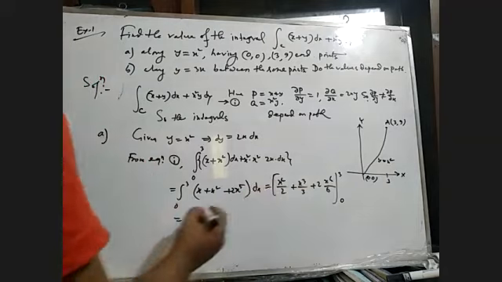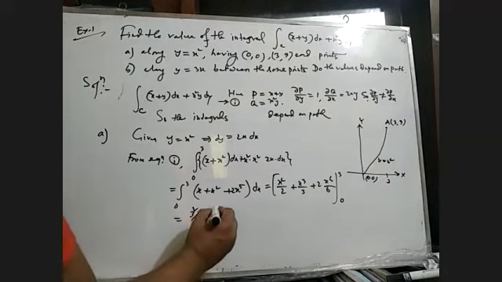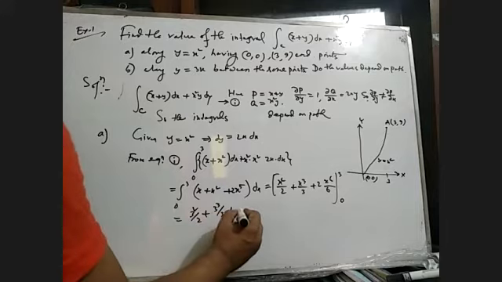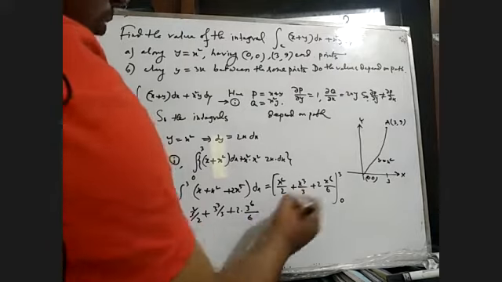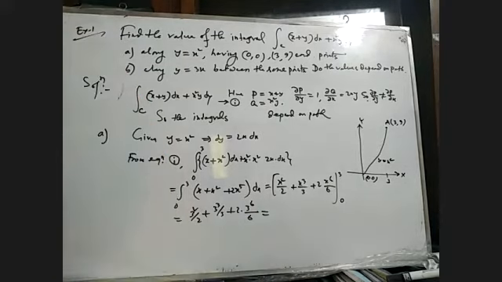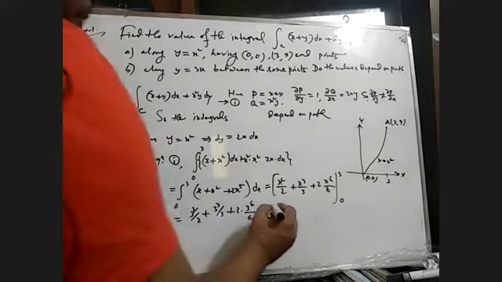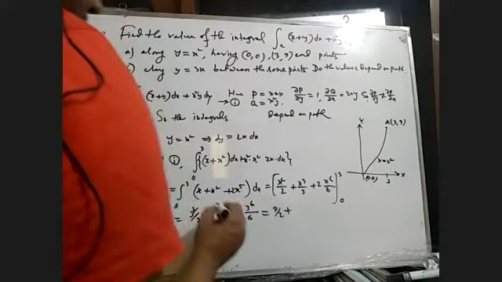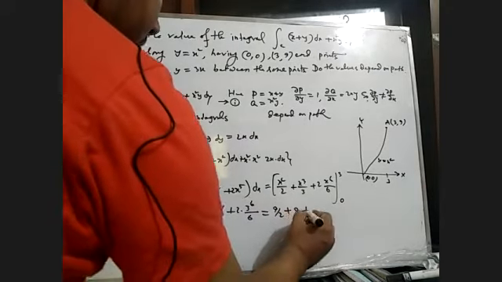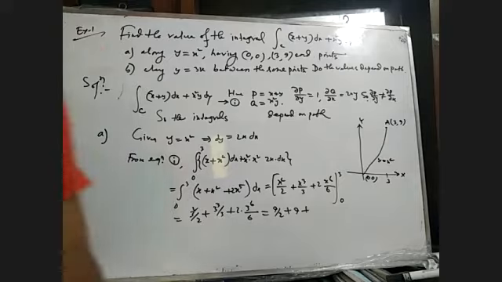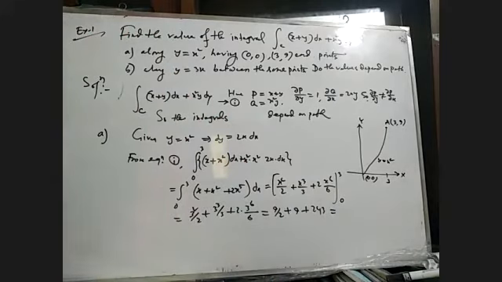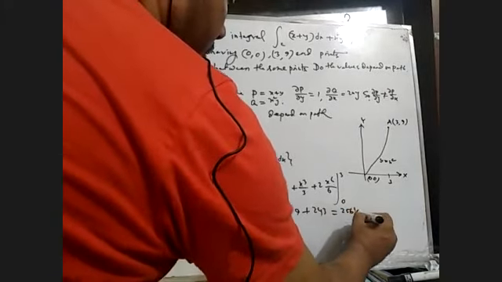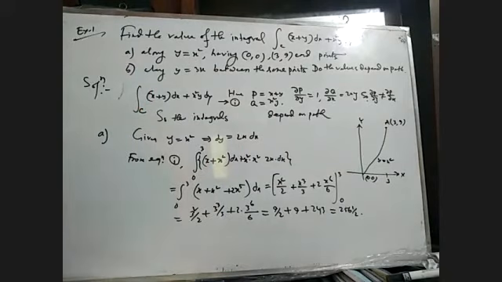So just putting 3 square by 2, 3 cube by 3, 2 into 3 to the power 6 by 6, minus the whole value at 0, which will be 0. So only these values: 9 by 2 plus 9 plus this will be 243. So this result will give the value of the first part: 256 and a half. So this is the result for the first part.